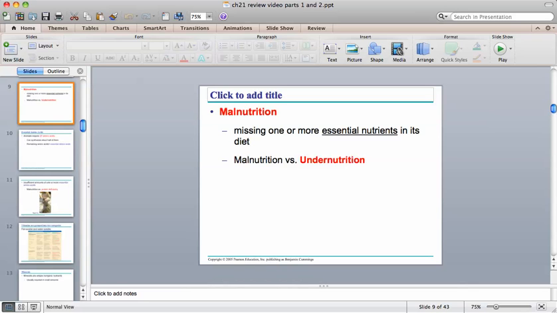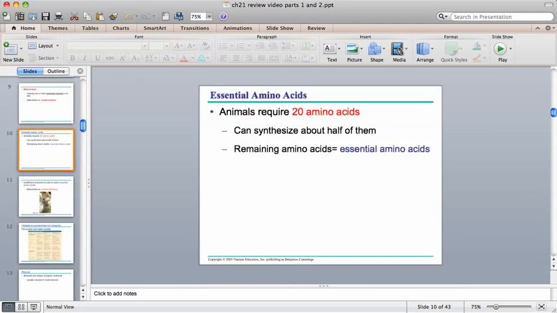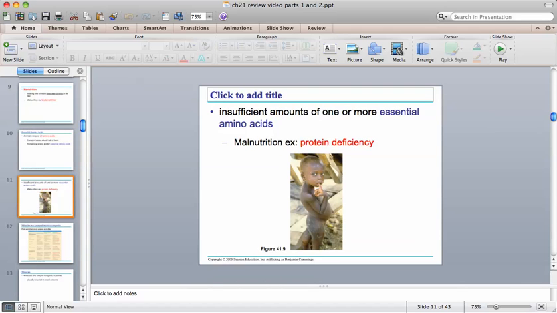Oh, you also could be overnourished and malnourished at the same time. So you're getting too many calories, but you're not getting the essential nutrients that you need from the food that you're eating. So this is just going into more specifically the amino acids. There are 20 amino acids total, as we know, and about half of them are essential. So about half we need to obtain from the diet.